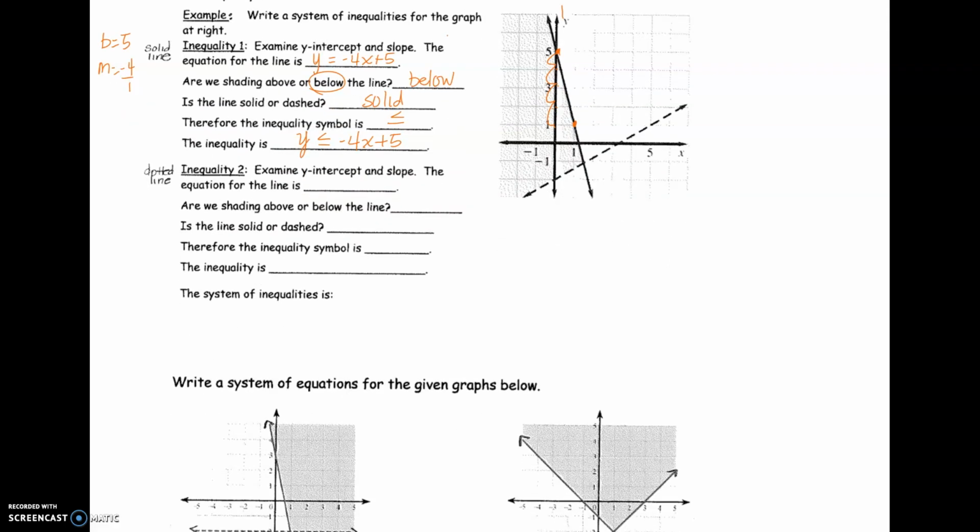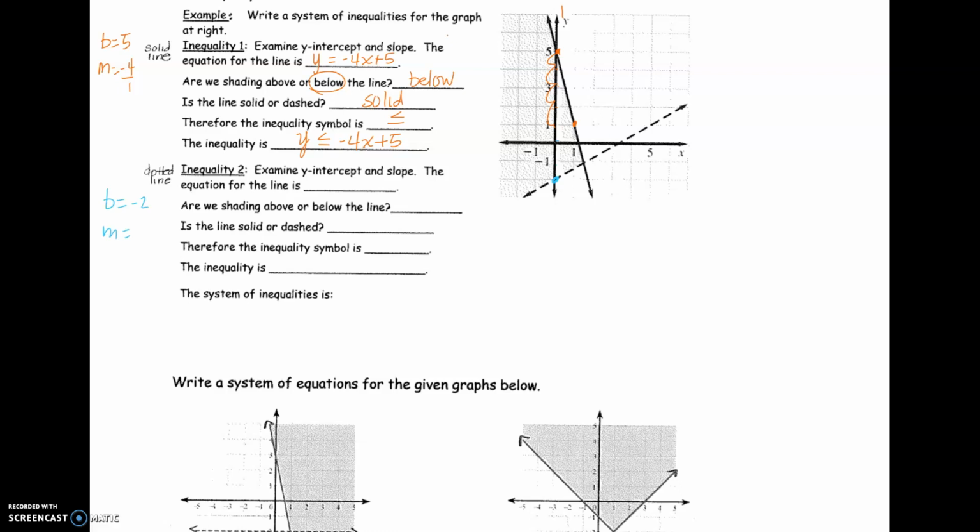Okay, let's go to the dotted line. Write the equation for this one. It's hitting at our b, or our y-intercept, which is negative 2. So now we have to do our slope. It looks like it's hitting right here. So for our slope, it looks like we're going up 1, 2. We're going up 2.